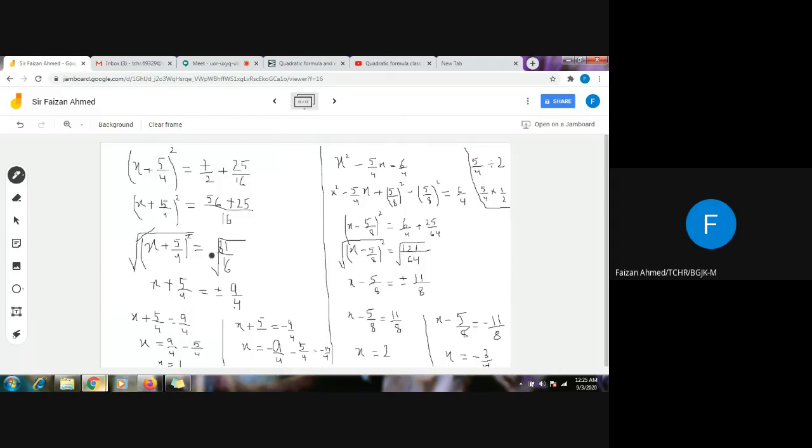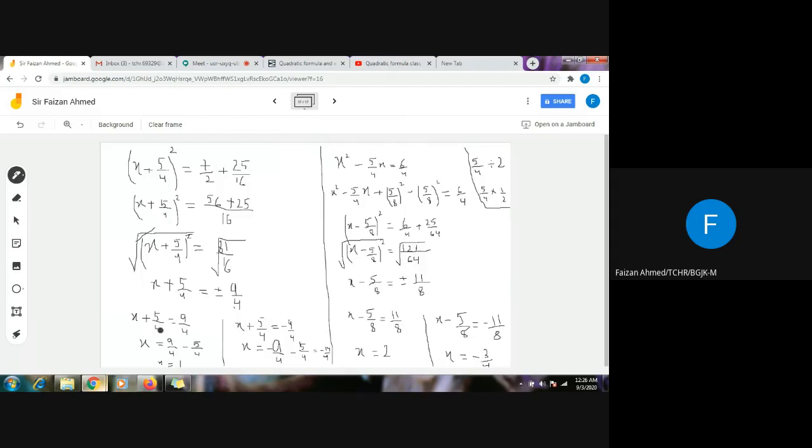Taking square root on both sides, this square will be cancelled out by this root. This will be x + 5/4 equals to the square root of 81, which is 9, and the square root of 16 is 4, so it will be positive and negative 9/4. And now I have two possibilities. The first one is x + 5/4 equals to positive 9/4, and the other possibility is x + 5/4 equals to minus 9/4.